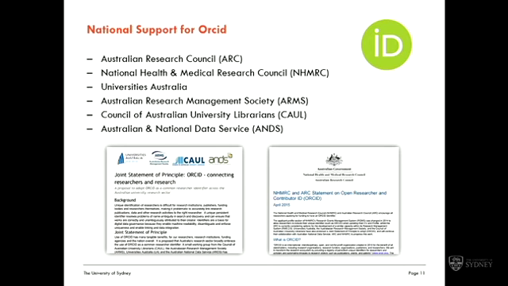In April 2015, the Australian Research Council and the National Health and Medical Research Council also released a statement encouraging all researchers applying for funding to have an ORCID identifier. It's possible that in the near future, having an ORCID ID will be a requirement for any funding application.